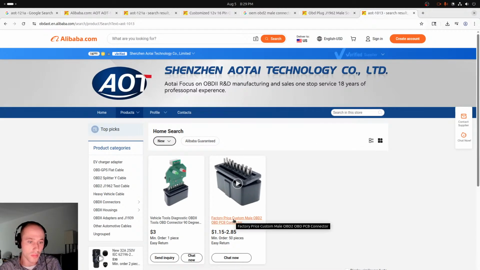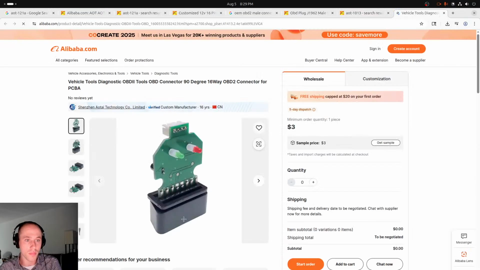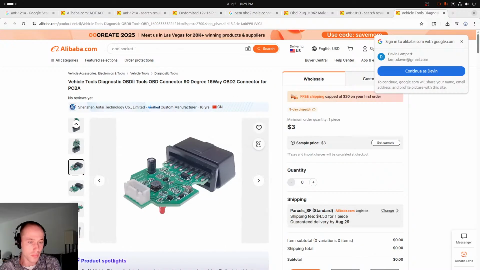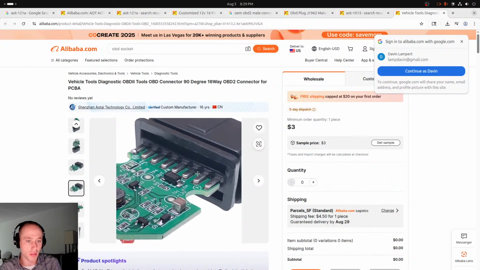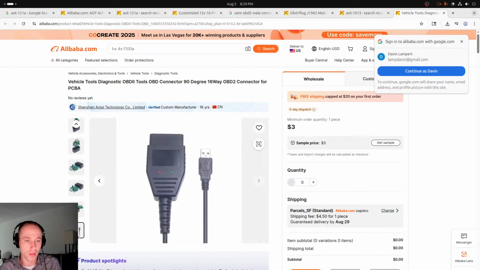AOT 1013. Yeah. Min order one piece for $3. Your board's going to have to be, not so thick, but it's going to have to be a certain thickness in order for it to work.